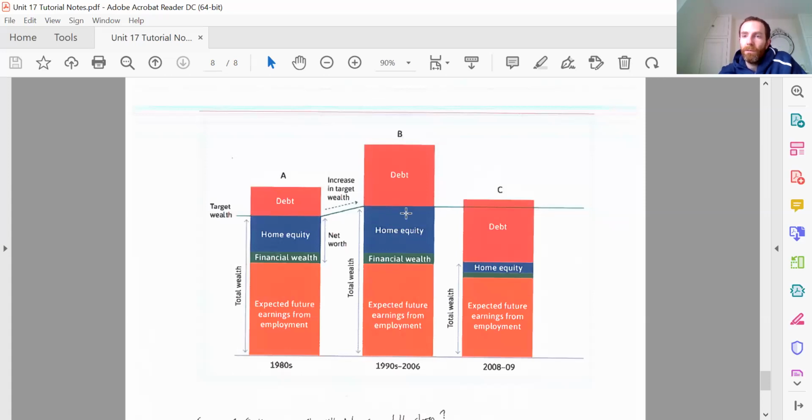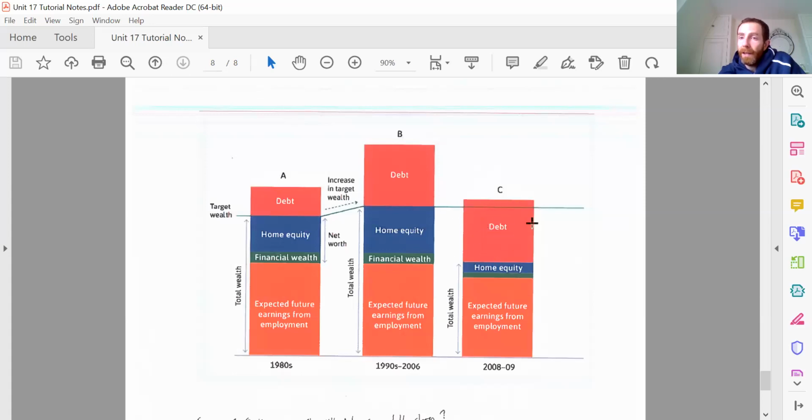But then when this housing boom, housing bust happened and the financial crisis happened, then what do we see? Value of home equity drastically drops. Financial wealth drops a bit, and then expectations of future employment, because of seeing higher levels of unemployment and just a general lack of confidence, that falls as well. And so we see a gap between the total broad wealth and the target broad wealth.